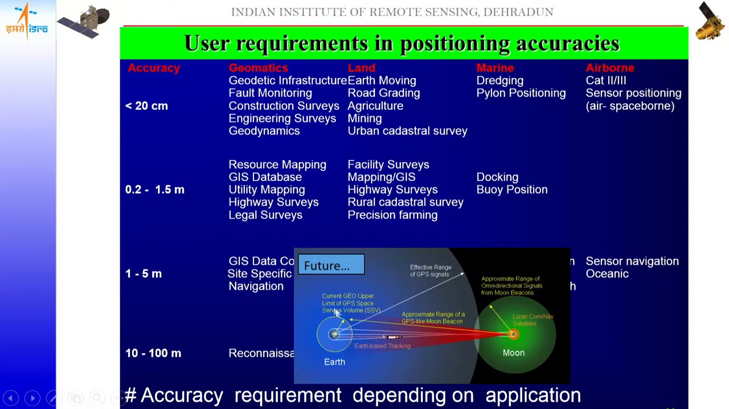Then you see this is earth, and this is moon. So this is the future actually, and this is earth-based tracking, an approximate range of a GPS-like moon beacon here. So it will go and come like this. The range of the omnidirectional signal from the moon beacon will be like this. It's a very unique mission that is going to happen in the near future.